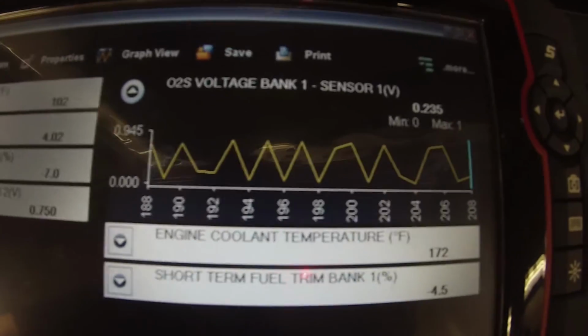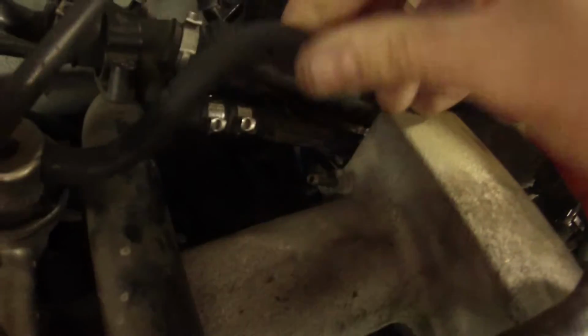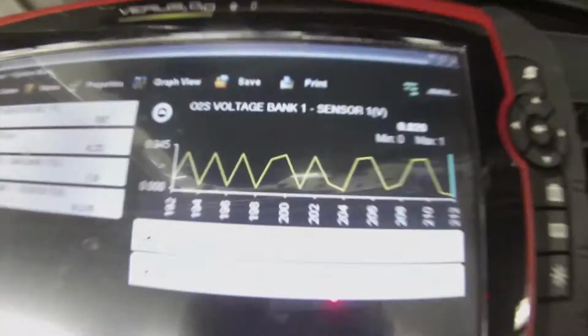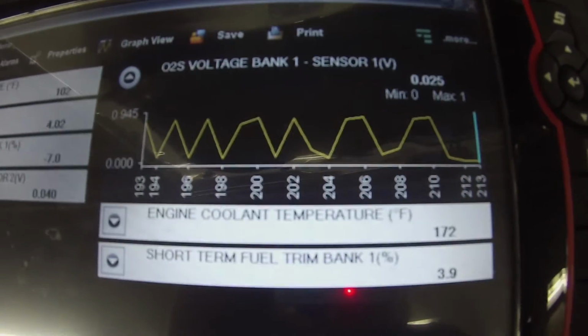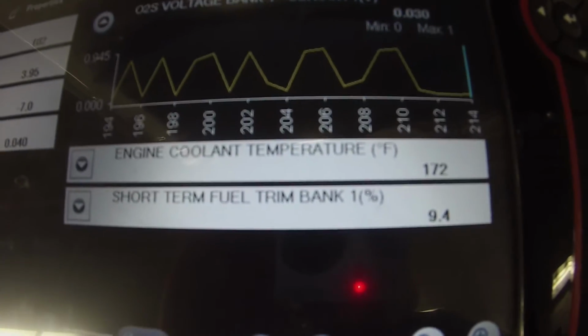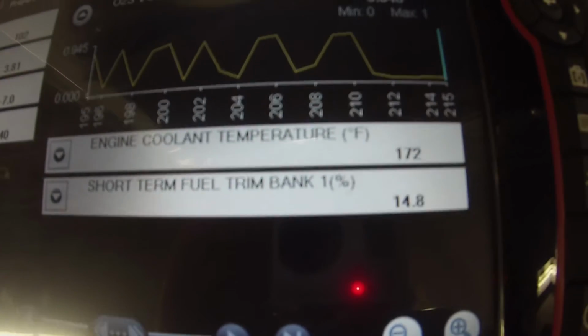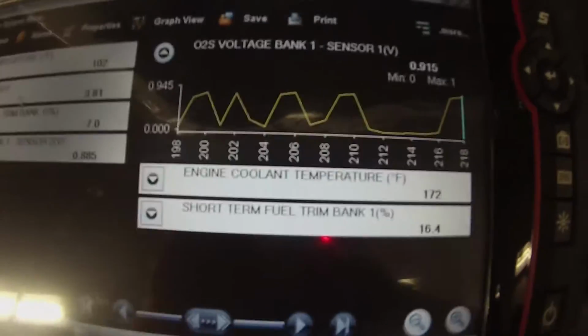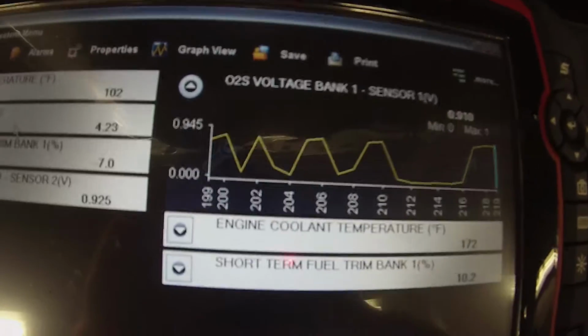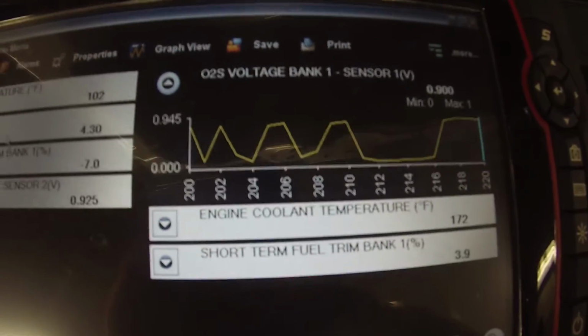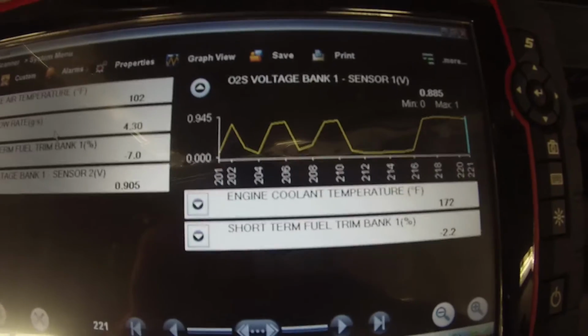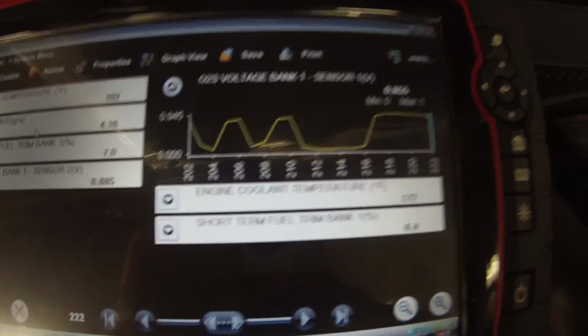Basically when the rich condition happens, I just pull a vacuum line over here, give it a vacuum leak, and you can watch the O2 go lean. Short-term fuel trim goes positive, but right now it's not acting up. So that's just what I want to show you when it does act up, if it does act up. So I'm hoping it'll happen.